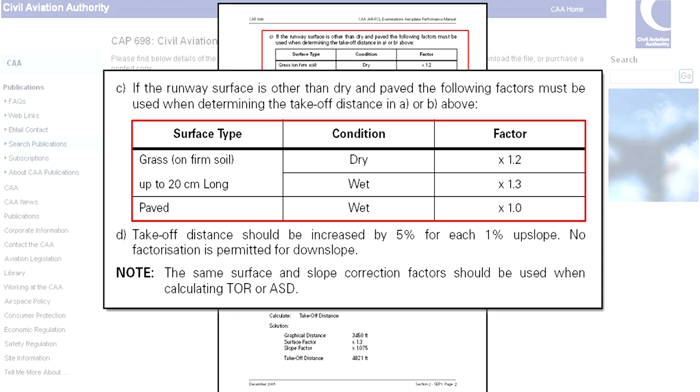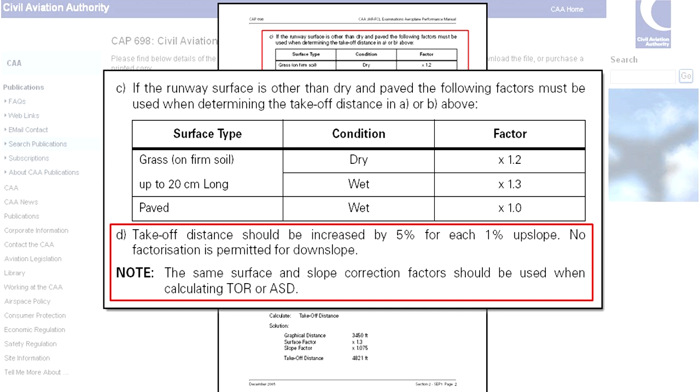As you have learnt already, grass runways will increase the takeoff distance compared to paved runways. Here, the factor to use to account for the effect of dry grass is 1.2, and 1.3 if the grass is wet. Underneath the table, point D details the corrections to be applied if there is a slope to the runway. It states that a pilot must increase the takeoff distance by 5%, or by a factor of 1.05, for every 1% upslope. However, it also states that no factorization is permitted for downslope. In other words, when an aeroplane may be taking off on a downward sloping runway, no correction factor is to be applied for the downslope.